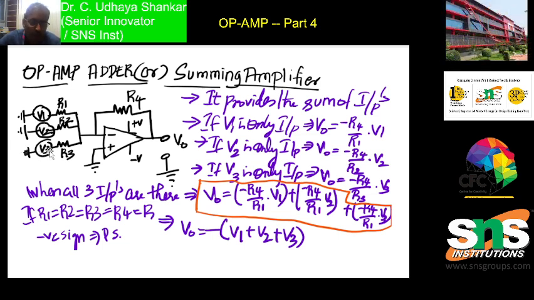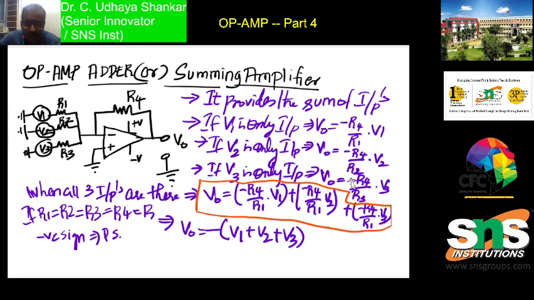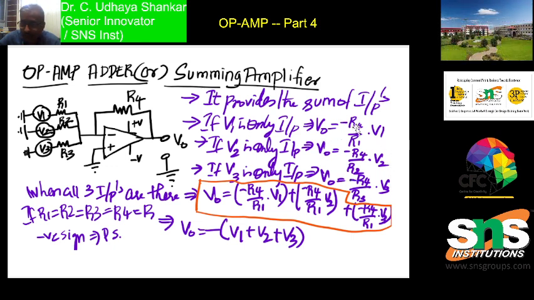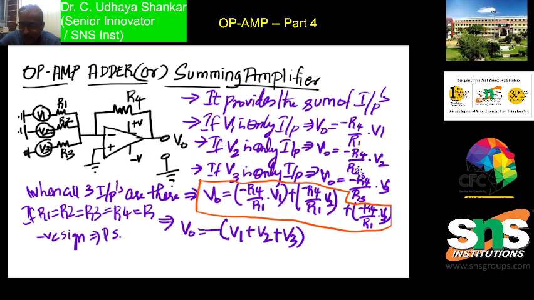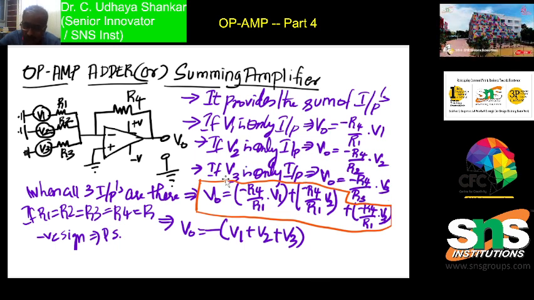So now the formula will be minus R4 by R3 into V3. Is it right? And this is the theory behind it. Actually, V0 will be equal to minus R4 by R1 into V1 if only V1 is there, V0 will be equal to minus R4 by R2 into V2 if only V2 is there, and V0 will be equal to minus R4 by R3 into V3 if only V3 is there.